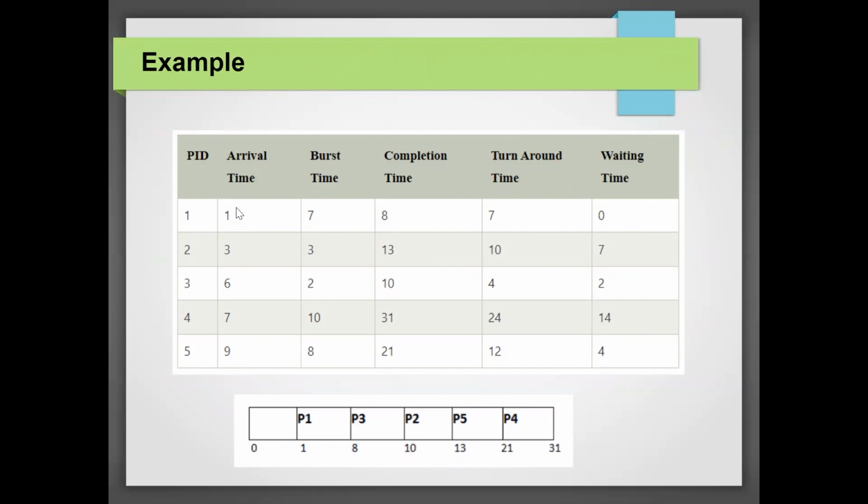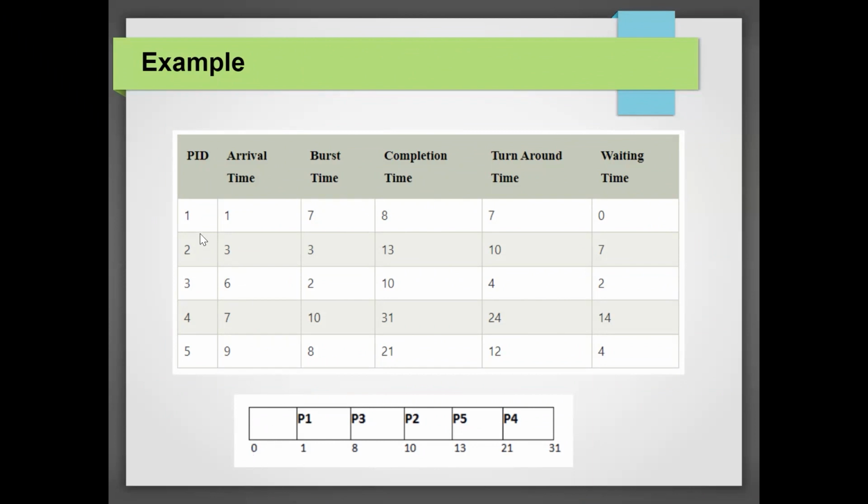For example, here the first process arrived in the ready queue at the time of 1. So in the Gantt chart, at the time of 0 to 1, my CPU will become idle, because there is no process to be scheduled. So I have emptied the box at the time of 0 to 1.